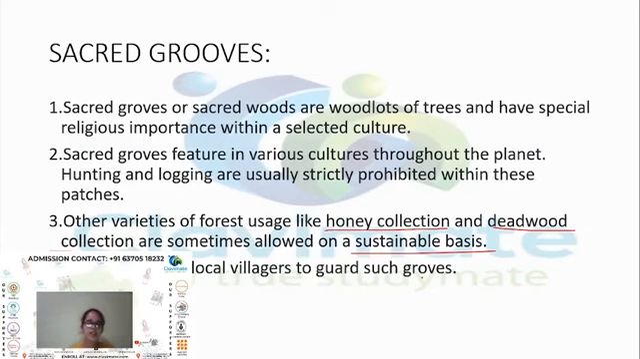I mean, some woodlots of trees have special religious importance, right? Those groves are to be protected. So NGOs work with the local villages to guard such groves. I mean, those are very sacred. They have some religious importance to the people. So they are treated as sacred, and hunting or logging of these woods is strictly prohibited.